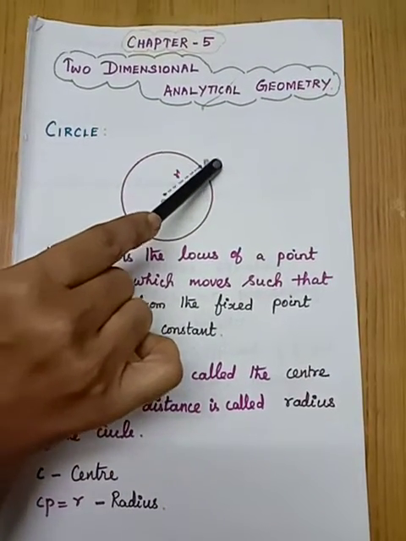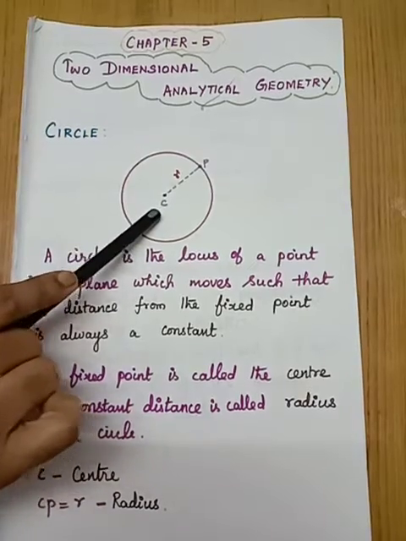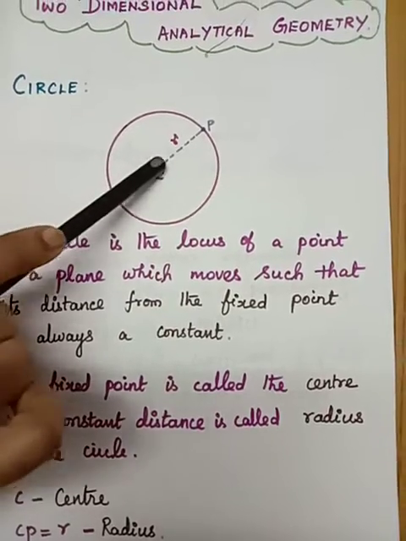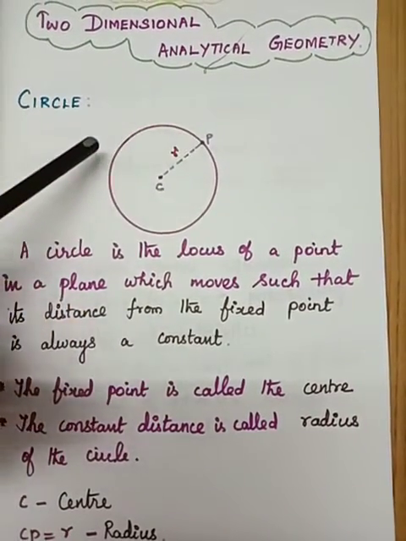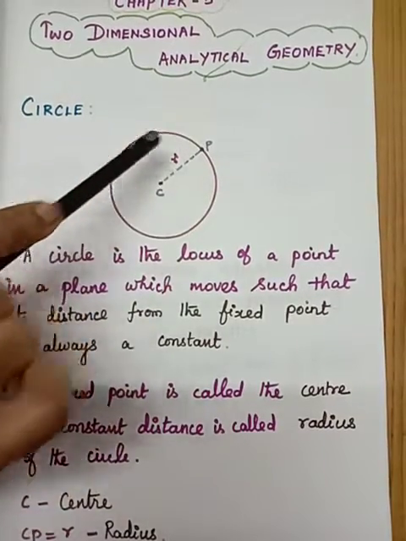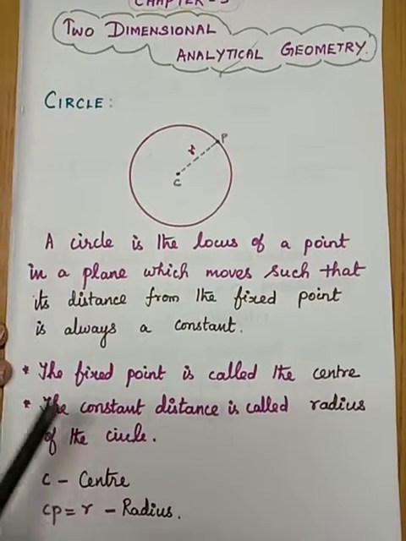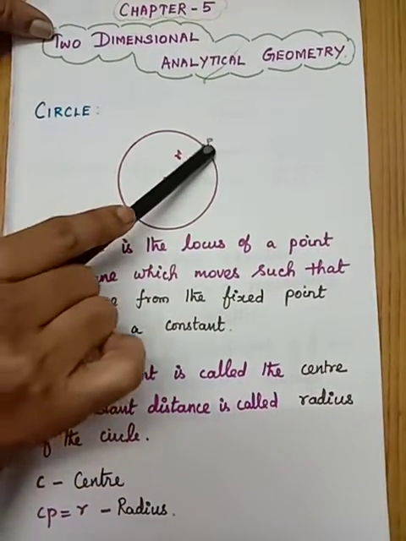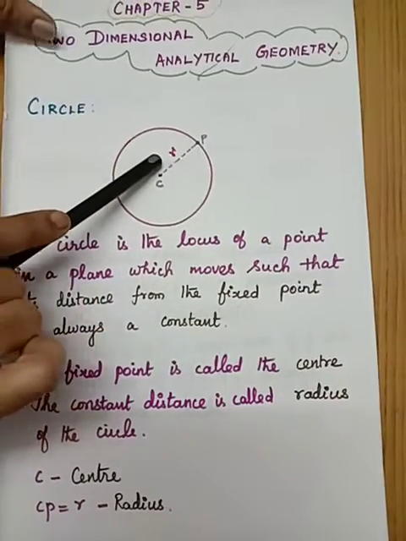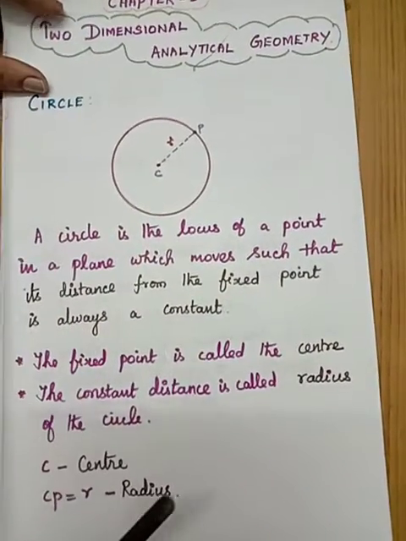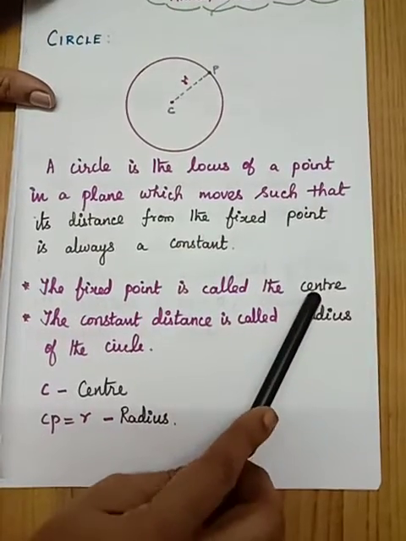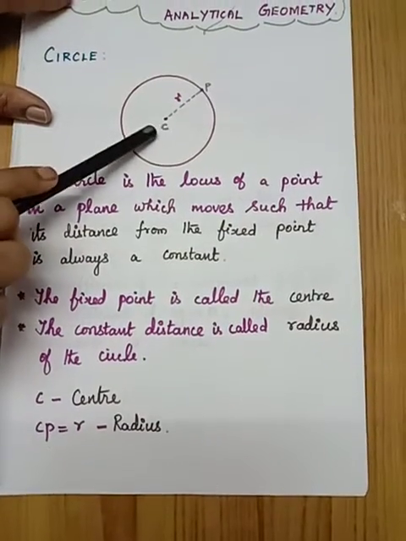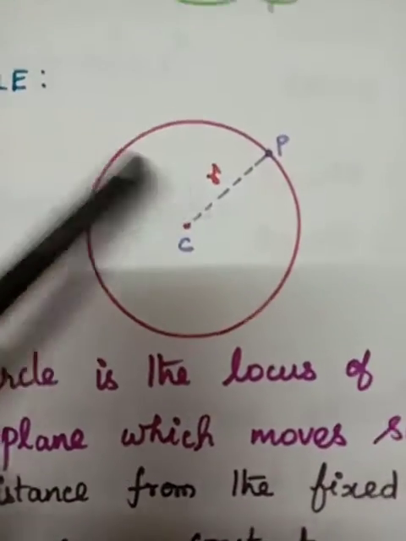So P is a moving point and C is a fixed point. Now the distance between these 2 points is always constant. If the moving point moves, the locus of the path is nothing but the circle. The fixed point is called the center of the circle, and the distance from the fixed point to the moving point is the radius of the circle. So here C is the center and r is the radius.